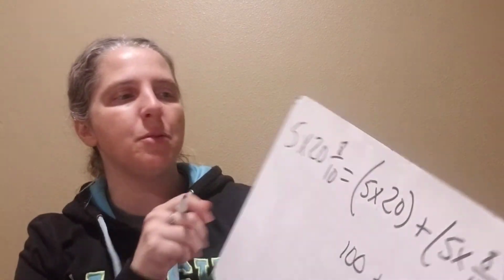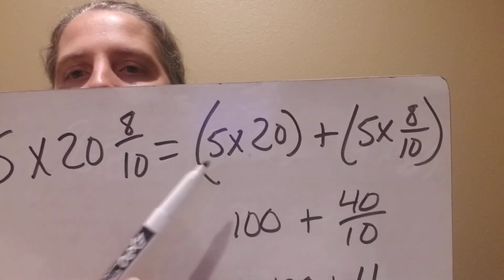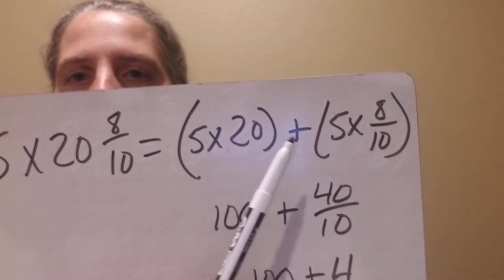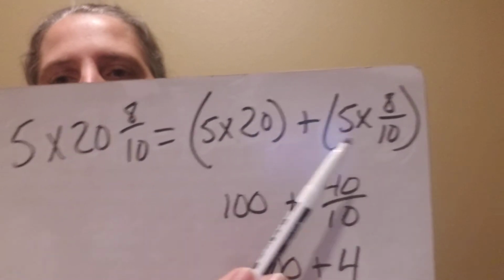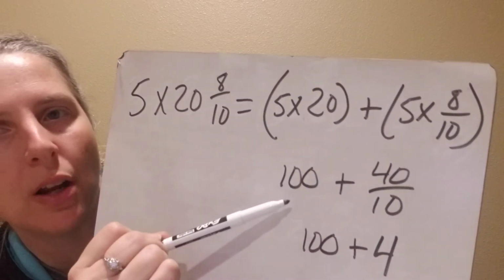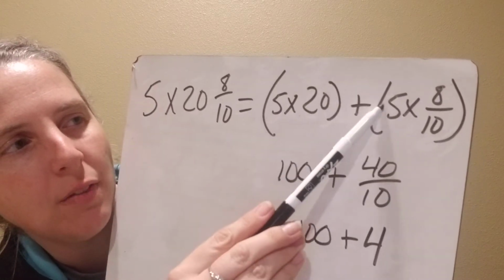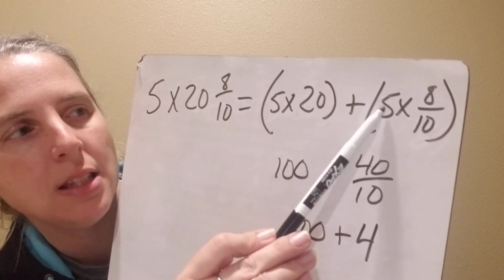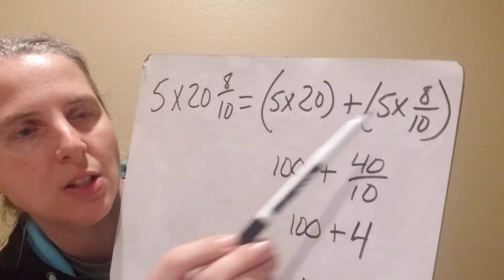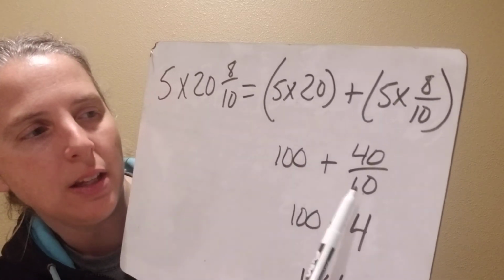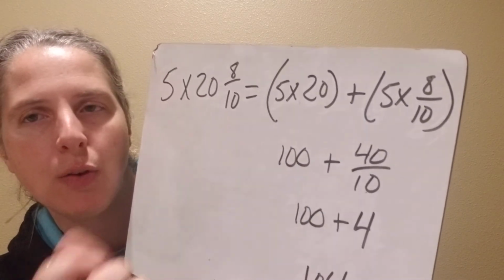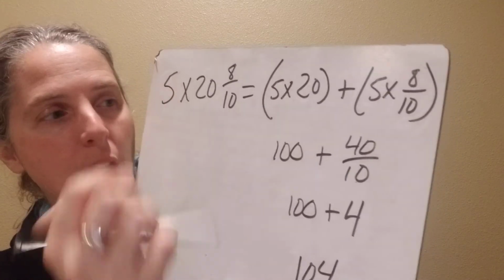All right, let's look at letter D. Okay, 5 times 20 and 8/10. That's the same as 5 times 20 plus 5 times 8/10. So 5 times 20 is 100. 5 times 8/10 is 40. 5 times 8 is 40 tenths. And then you just divide it. How many times can 10 go into 40? 10, 20, 30, 40.